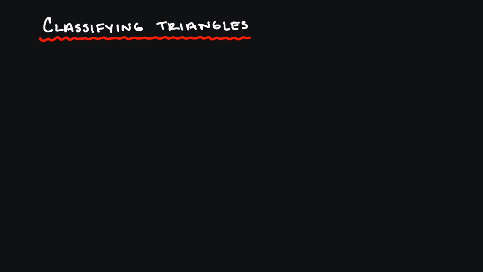In this video, we're going to talk about classifying triangles. You probably remember that the definition of a triangle is basically the union of three line segments that are determined by three non-collinear points. So in other words, if you have a triangle, let me draw a triangle here.